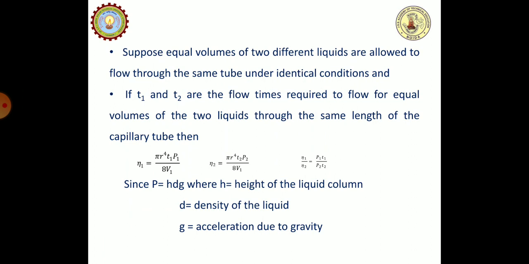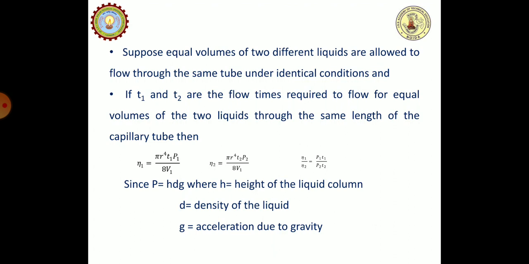Then Poiseuille's equation is eta 1 is equal to pi r to the power of 4 into t1 into P1 divided by 8 into V1 into L. Here h represents the height of the liquid column, d is the density of the liquid, and g is the acceleration due to gravity. Why are height, density and acceleration due to gravity required? Because the hydrostatic pressure P is equal to h d g.